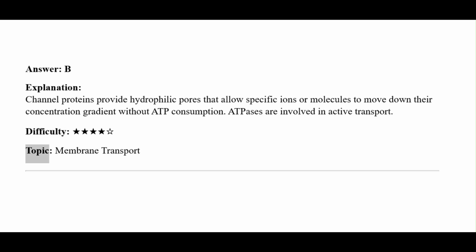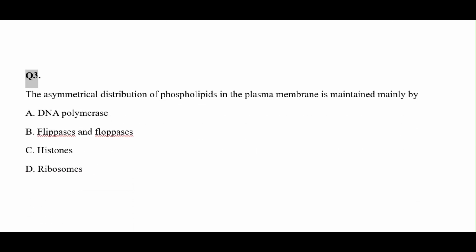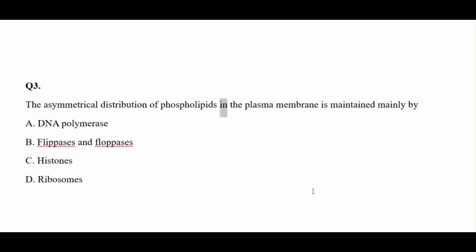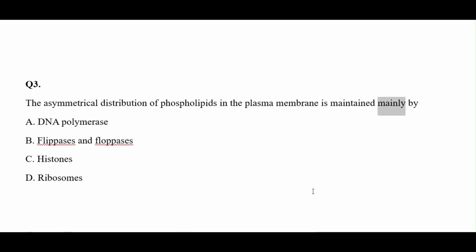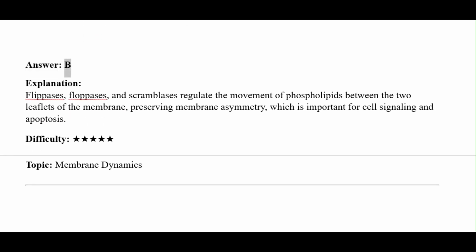Difficulty. Topic: membrane transport. Q3. The asymmetrical distribution of phospholipids in the plasma membrane is maintained mainly by A. DNA polymerase, B. flippase and floppase, C. histones, D. ribosomes. Answer: B.